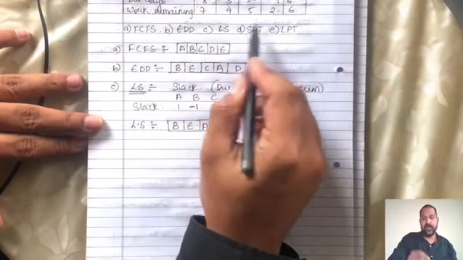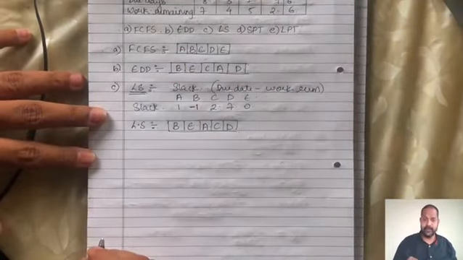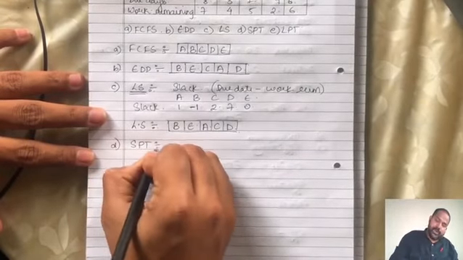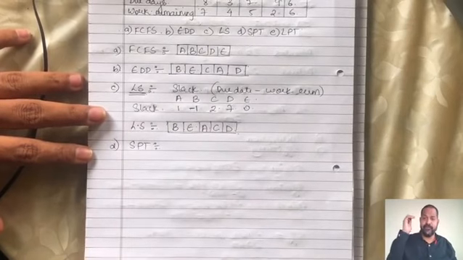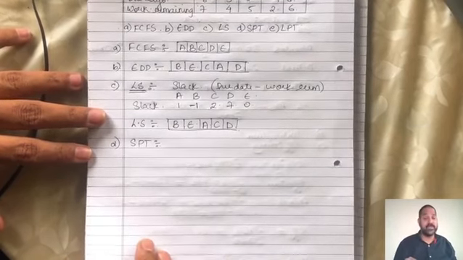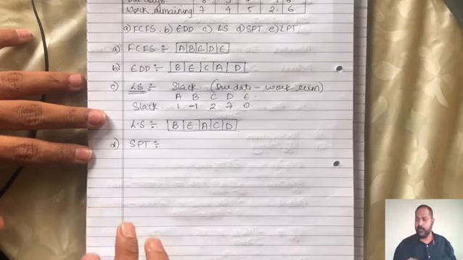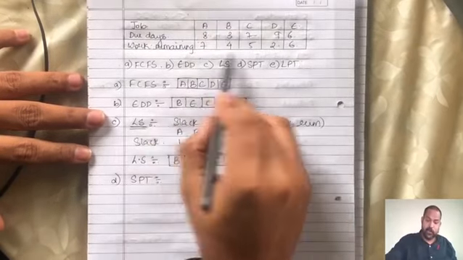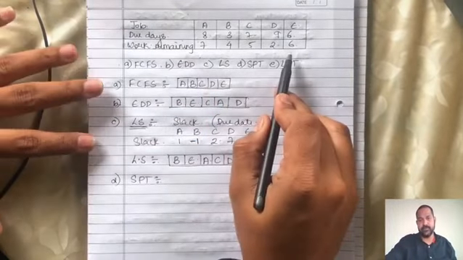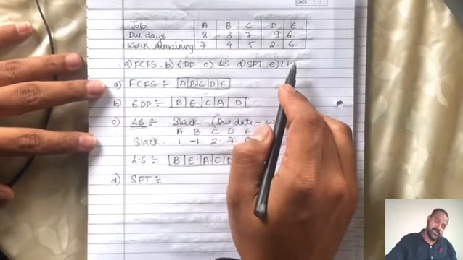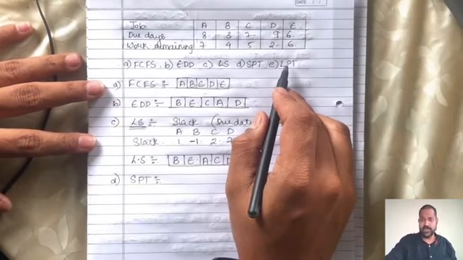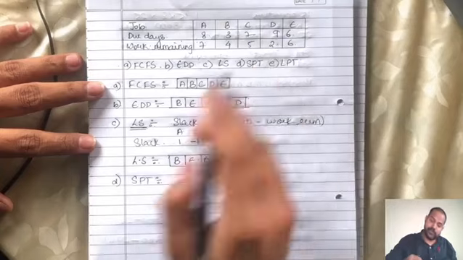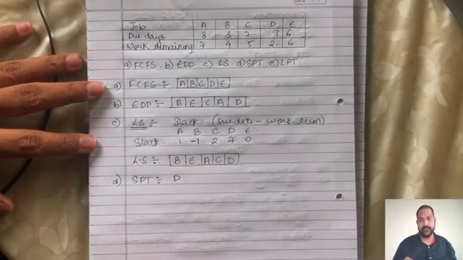Let's come to the fourth one, which is SPT. What do you mean by SPT? SPT is shortest processing time first. Whoever's processing time is the least will be processed first. So let's look at the processing times that are remaining. Whose processing time is the least? D. So D will be processed first.